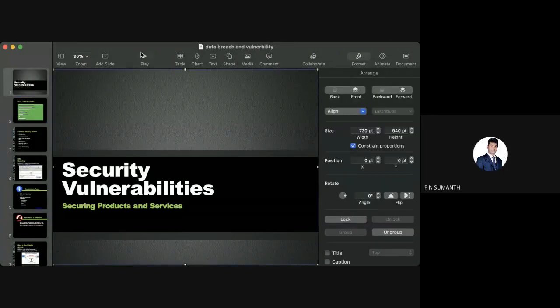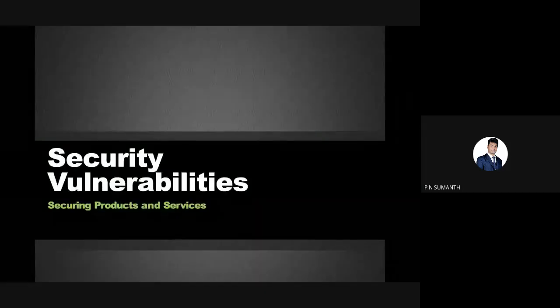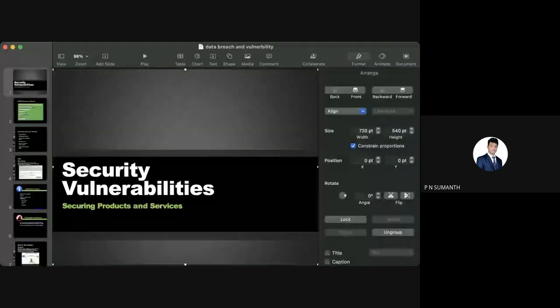Okay then. So we'll start. Today we'll learn about security vulnerabilities and also about data breaches. You might have heard about data breaches. Recently, there was the data breach of Air India as well as the Domino's data breach. You might have heard this.